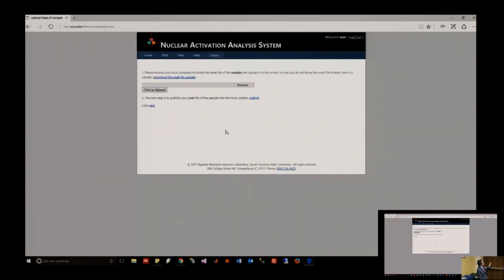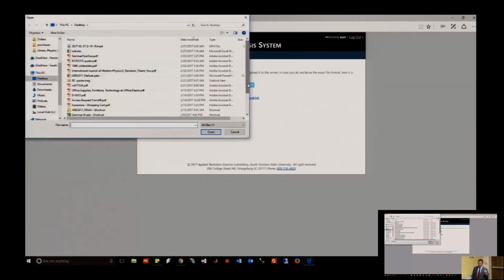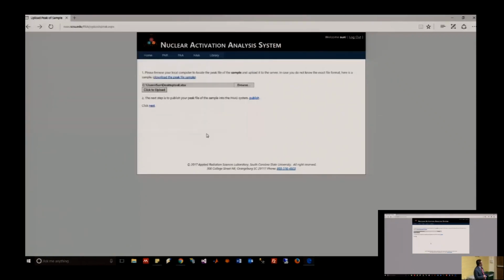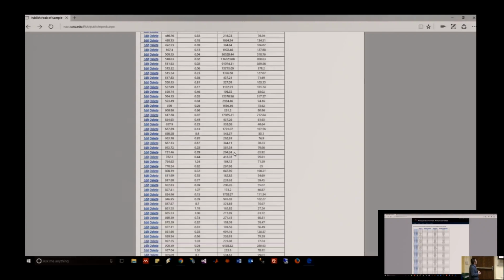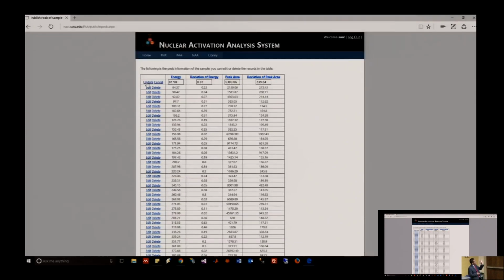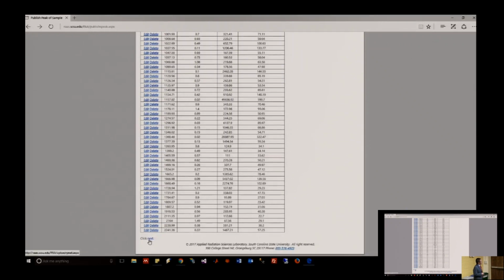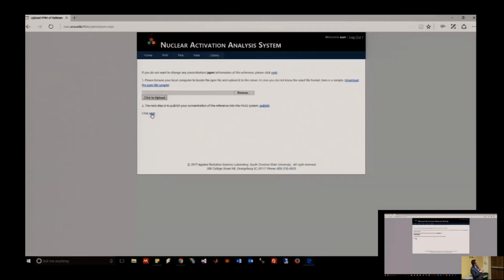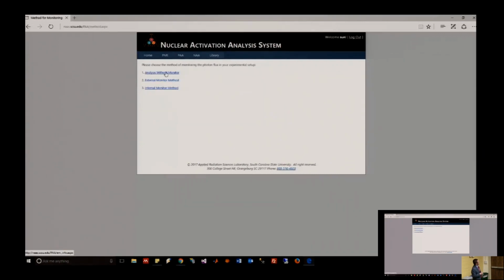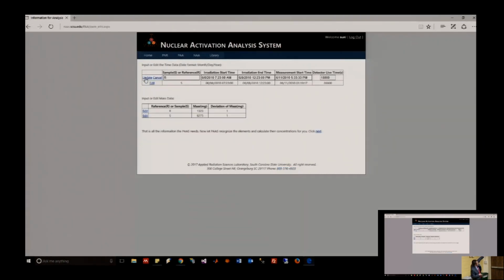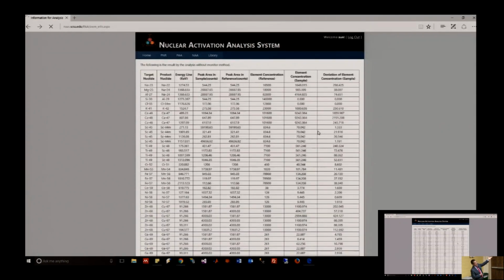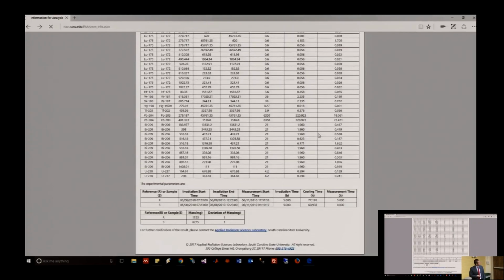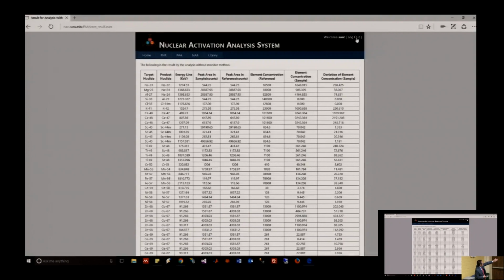Register, and you upload your spectrum file, like soil or coffee, and click upload to publish it into the system. You can see all the energy lines, the deviations, the peak areas, and you can edit them, and then click next. Upload another file, like a ppm file, then use the different methods, for example, the analysis, internal monitor, or external monitor method. You can change that. Okay, this is the result that comes out. Just click it and you can get all the isotopes, the productions.